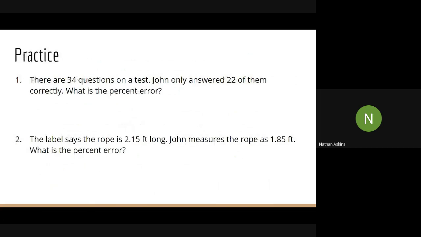So we do have some practice that we're going to do together in class, but that is pretty much everything for this podcast. So podcast 1.5, just super quick, accuracy and precision, and then our percent error, and those practice problems we're going to be doing together in class.